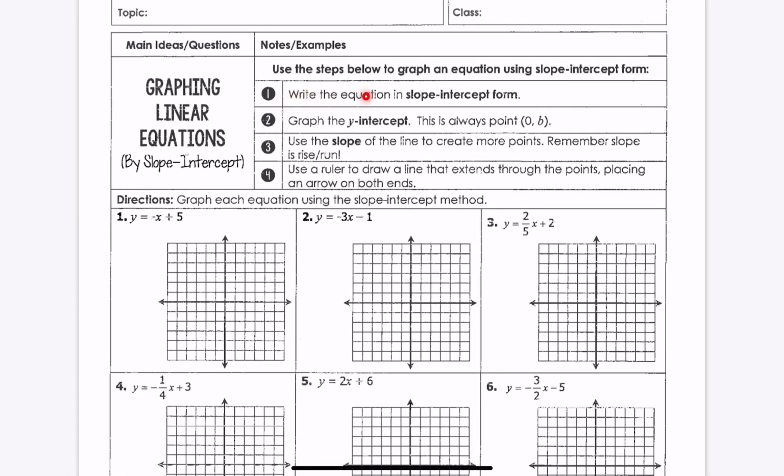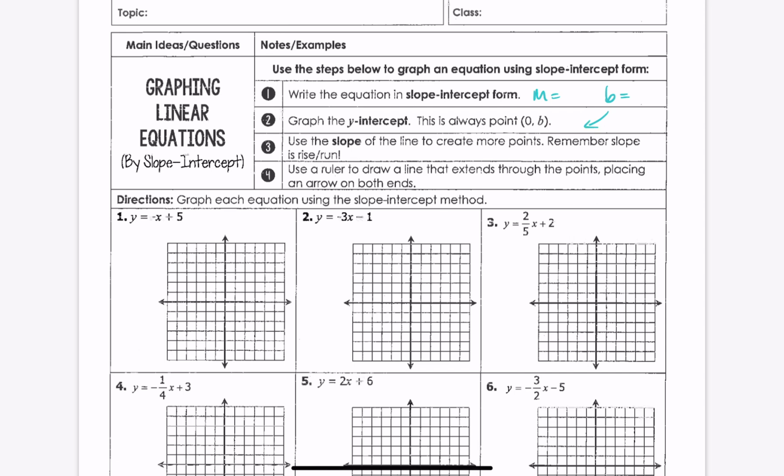So when you go to graph it, you want it in slope-intercept form so you can pull the slope and the y-intercept from the equation. You want to be able to get that m and that b, right? So you need to make sure it's in that form. Next thing you're going to do is graph the y-intercept, and notice it's (0, b). So you're going to take this b value and graph that (0, b).